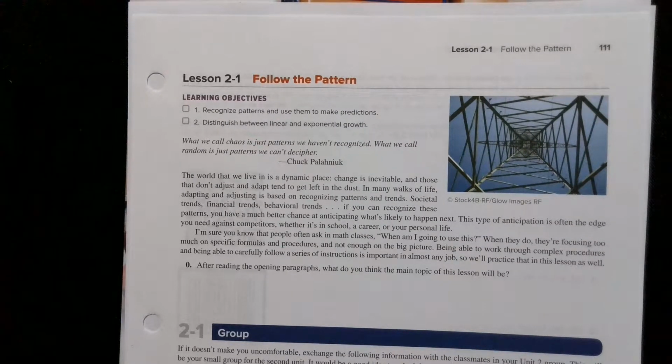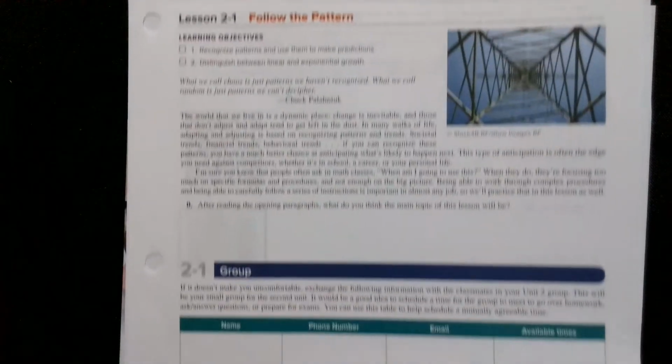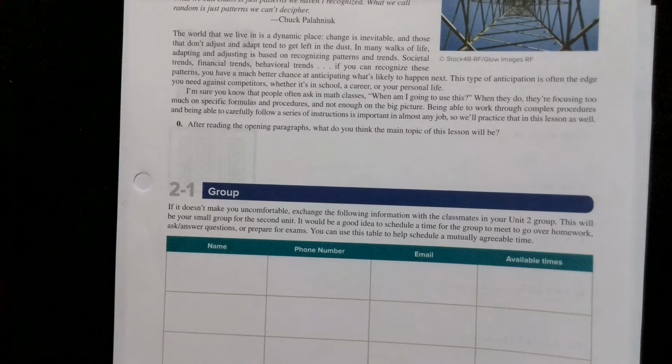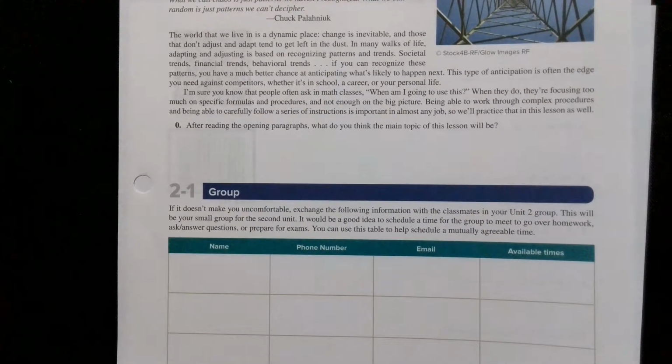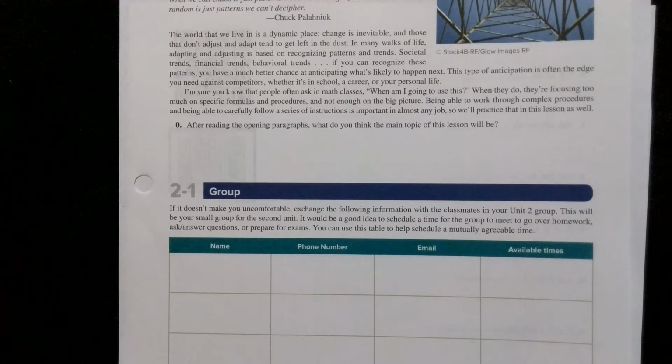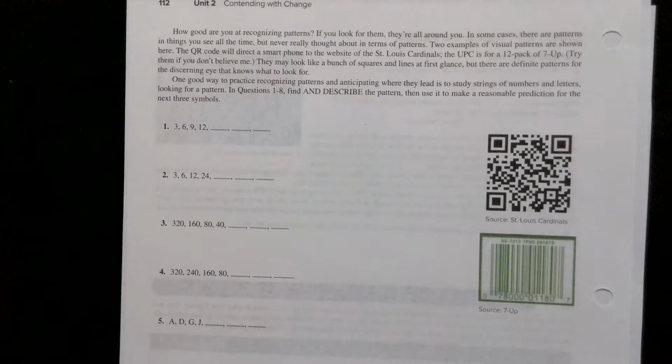The learning objectives: recognize patterns and use them to make predictions. Distinguish between linear and exponential growth. Now at the bottom of this page, it has the group assignment, which you all could do in your groups at your leisure, but I'm just covering the problems that you're supposed to do in class. So now, we come here to page 112.